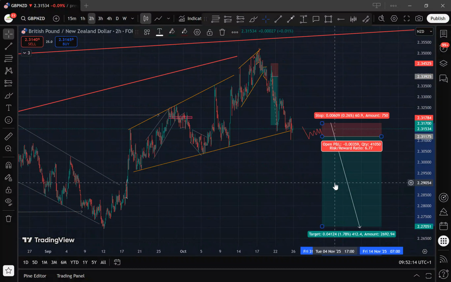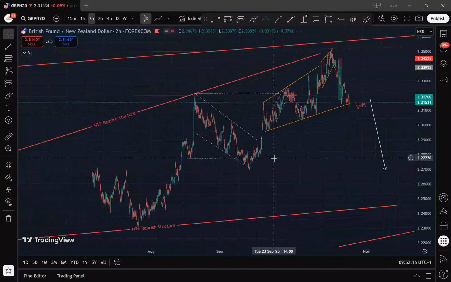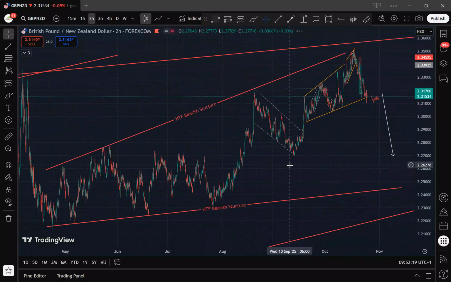So on GBP New Zealand, let's watch out for that.